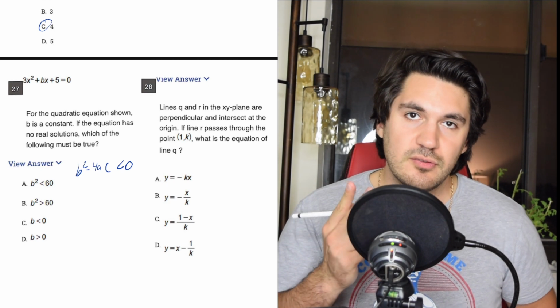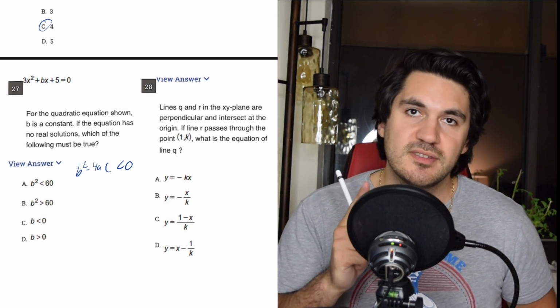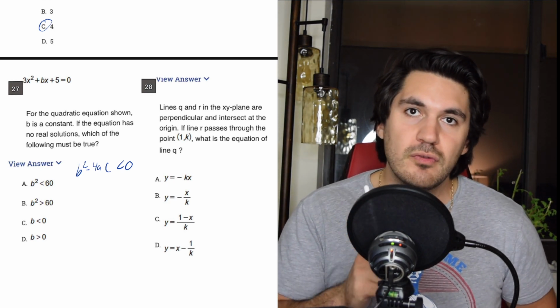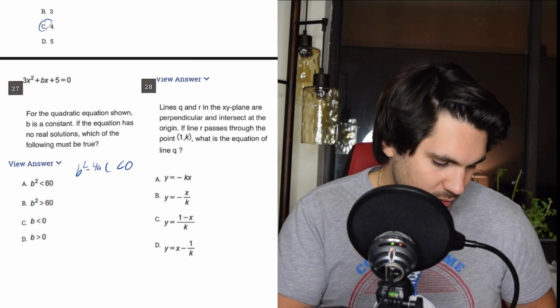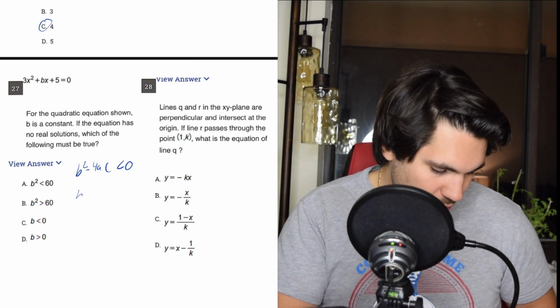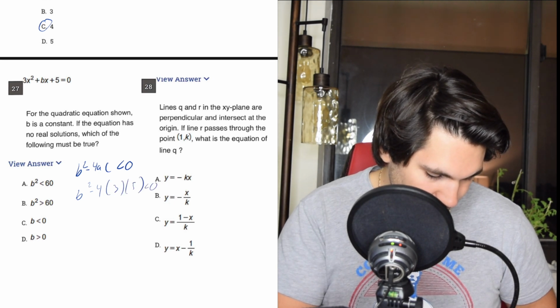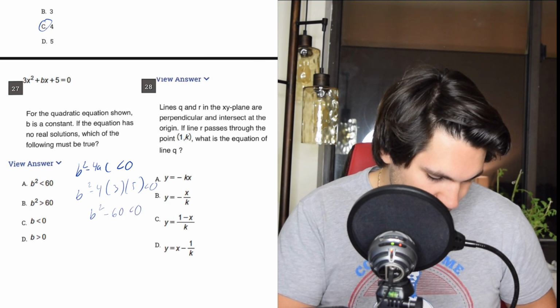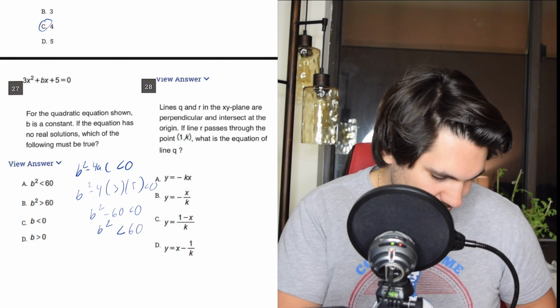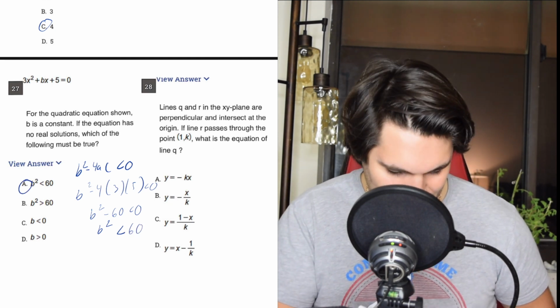Because it has 2 real solutions if it's bigger than 0, 1 real solution if it's equal to 0, no real solutions if it's less than 0. So b squared minus 4 times 3 times 5 has to be less than 0. So b squared minus 60 has to be less than 0. So b squared has to be less than 60. So A is the answer.